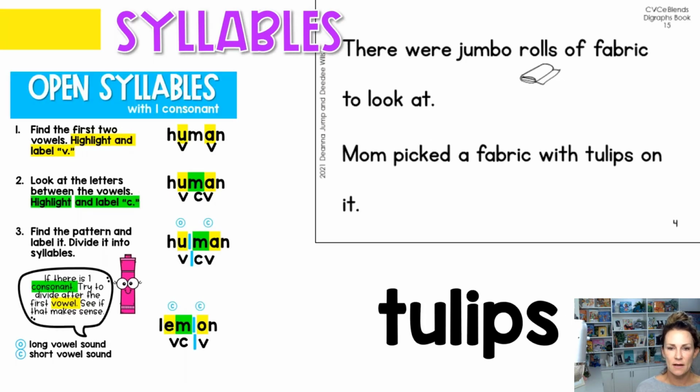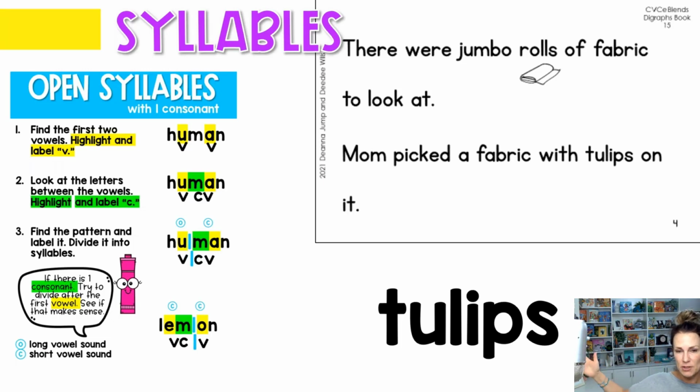Fabric, same idea. Tulips, now we have something different, right? We're going to look for those two vowels. We're going to highlight them, mark them with a V. Now we just have one consonant. So now we have to kind of use our thinking, right? Are we going to divide T-U-L? Is it going to be tall-ips? Or is it going to be two-lips? So students are going to have to try both ways before they know if it is an open or a closed syllable. Okay, but that gives them a tool to figure it out.